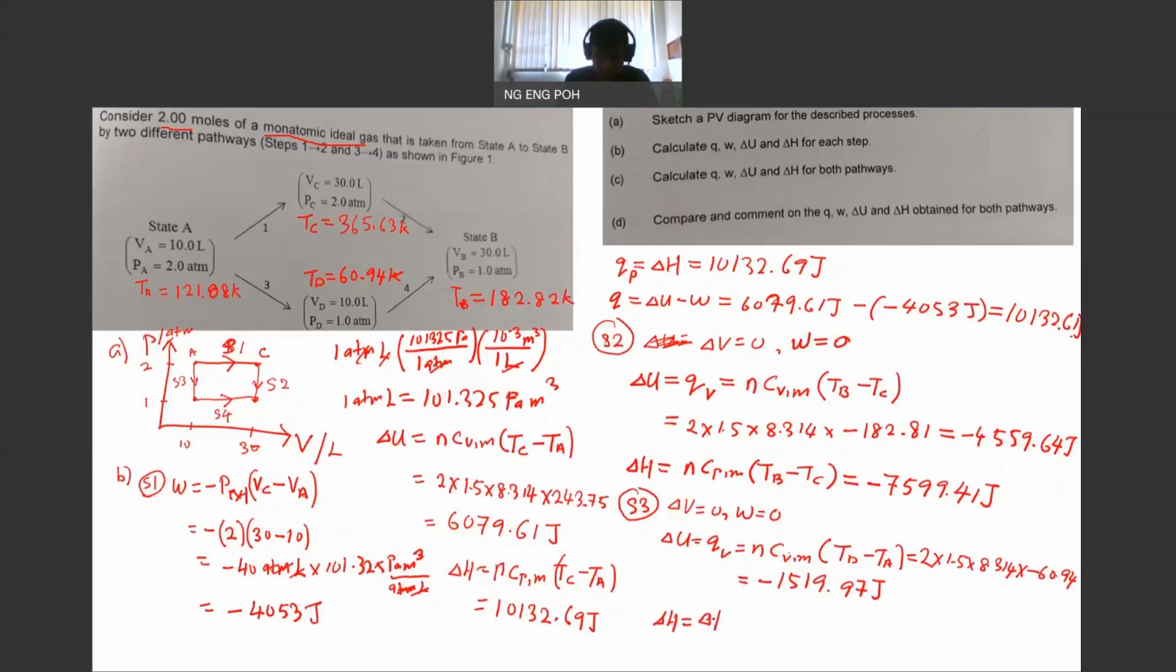So you will get the answer negative 2533.27 joule. So this is the answer for step 3.